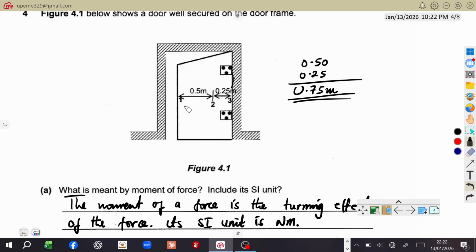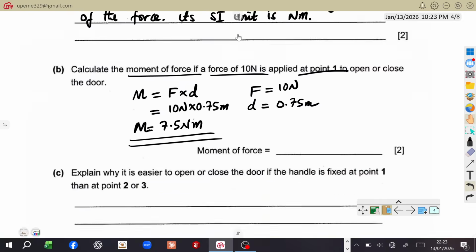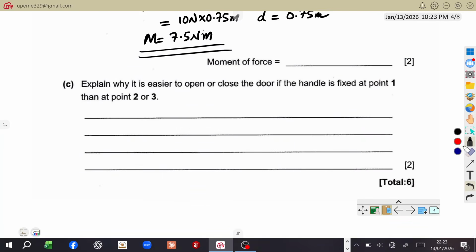So it is easier to open the door or close the door when the handle is placed at point 1, because at point 1 there is more moment than at point 2 and 3. So you can just give them your answers like that. Now you guys reason properly. If you can't reason, and you want me to explain again, then it is very, very sad.